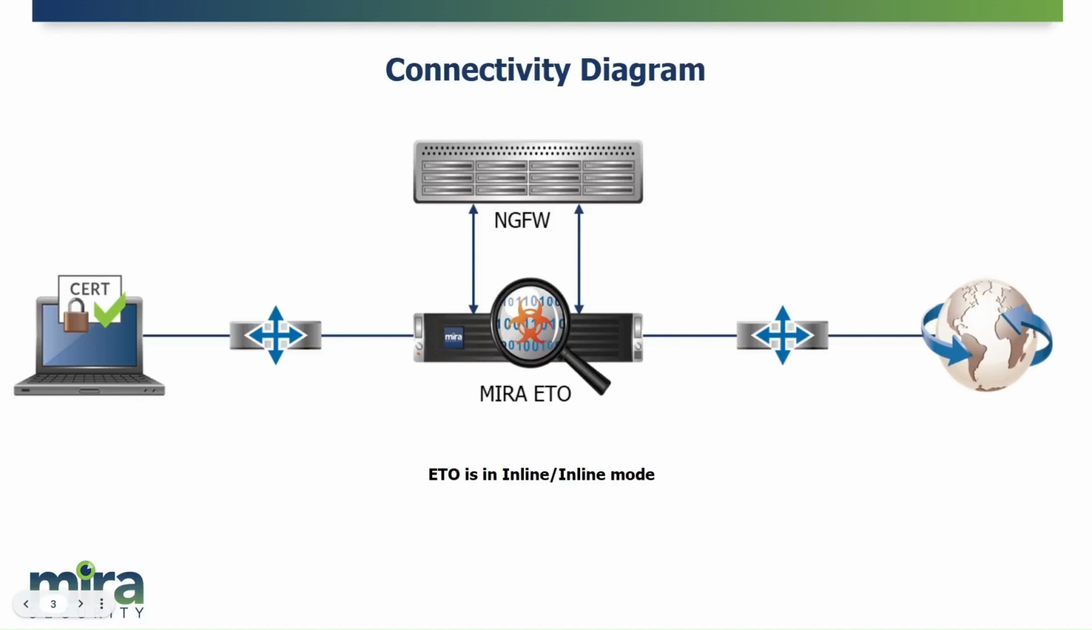So let's talk about connectivity. The ETO will be set up inline in front of the PAN. The traffic will go through the ETO first, where it will be decrypted before the decrypted flows complete its journey to the PAN for inspection. So the PAN can have the final say in which connections will be allowed or rejected. And finally, the traffic will be passed to the ETO again to be re-encrypted and sent to its destination.